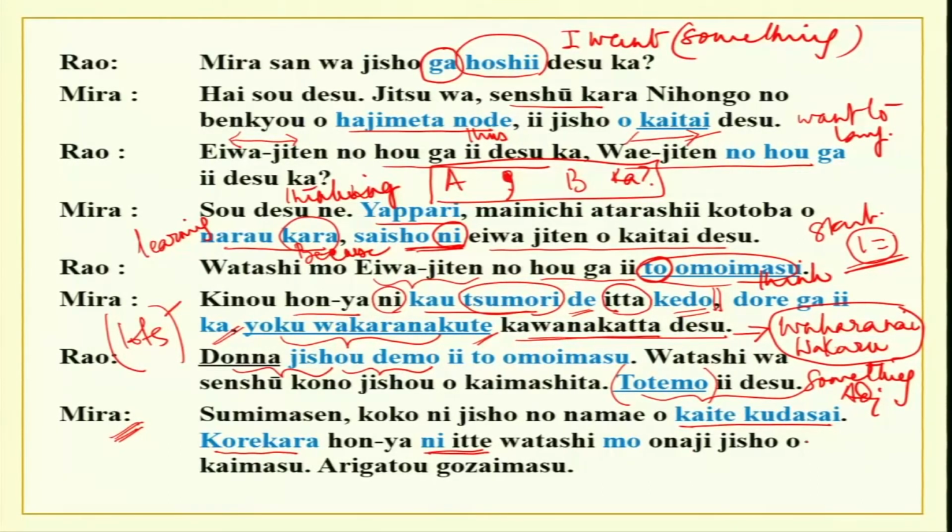Watashi mo onaji jisho o kaimasu. Me too, I will also buy the same jisho, same dictionary. So, from here you can very well make out, I have told you earlier a number of times that when purpose is very clear, then ni with ikimasu is used. So, I am sure you have understood most of it now.